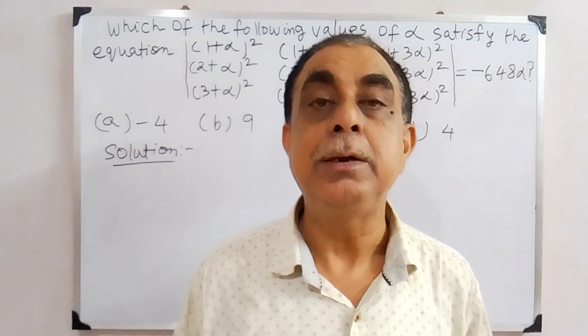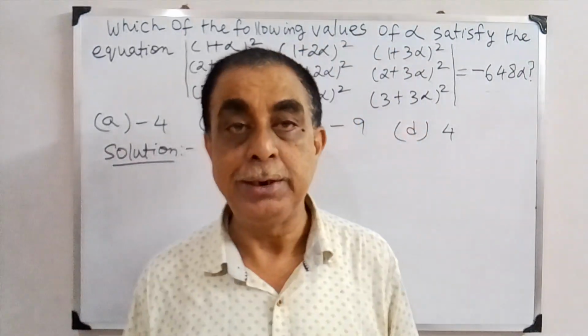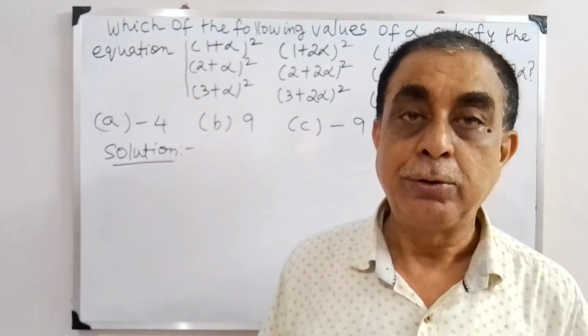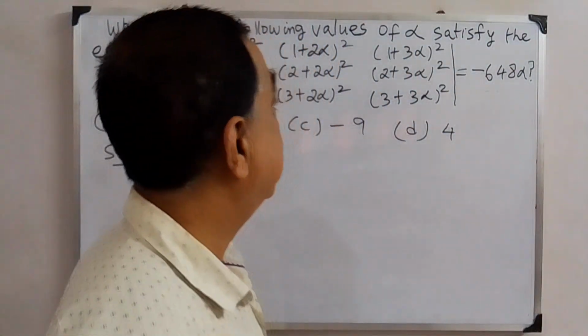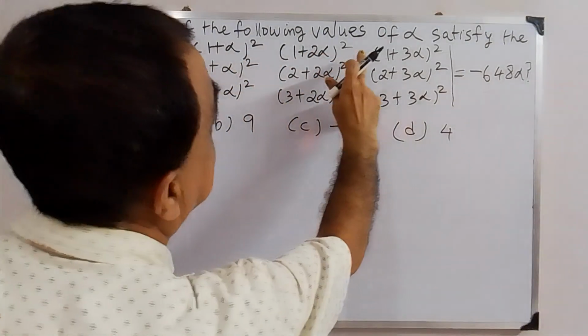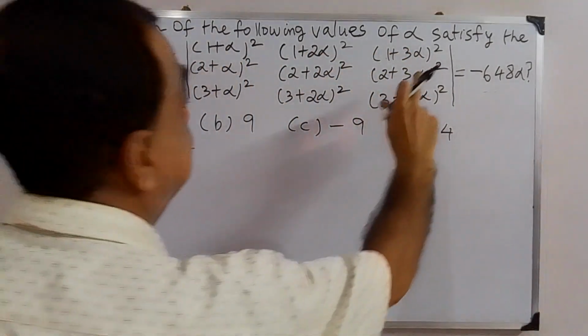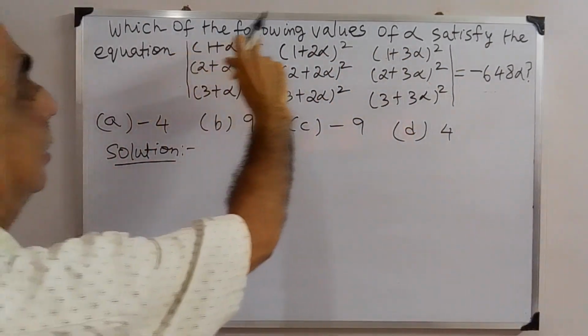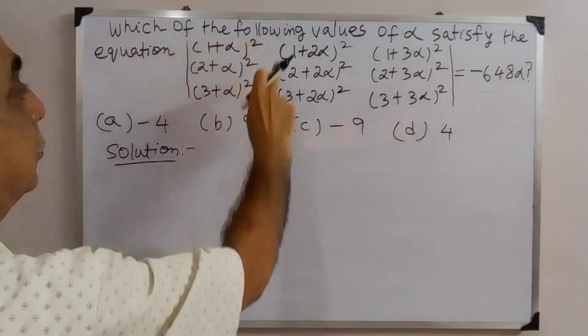Today we are doing a sum from JEE Advanced 2015. The sum reads like this. Which of the following values of alpha satisfy the equation? This is a determinant equation.